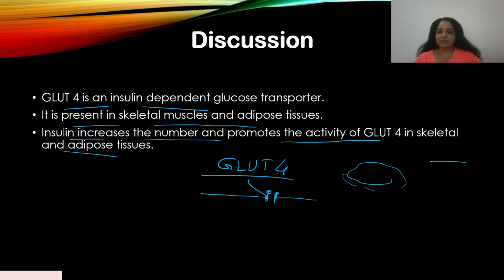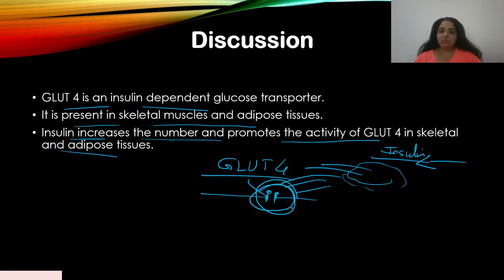The pancreas secretes insulin. And what's the job of insulin? To transport this glucose into these skeletal muscle tissues, and you need receptors. These GLUT4 receptors are dependent on the amount of insulin that is secreted from the pancreas. So yes, GLUT4 is an insulin dependent glucose transporter. When there's glucose, insulin transports these glucose molecules to the receptors, which then go into the skeletal tissue and provide energy.